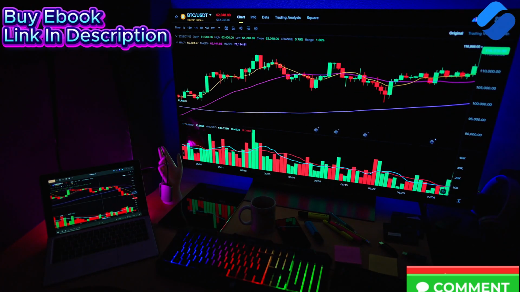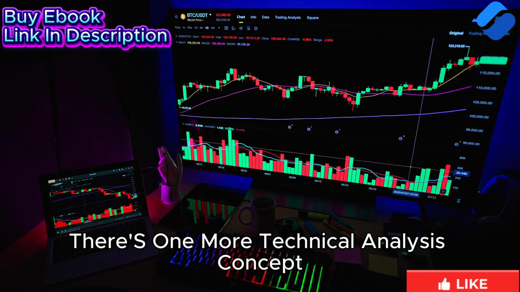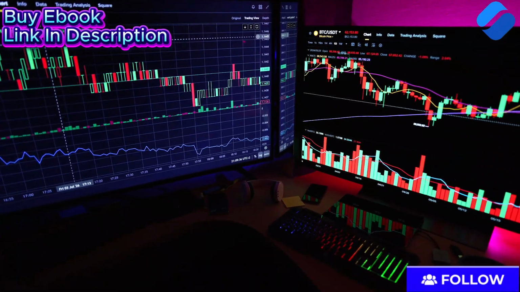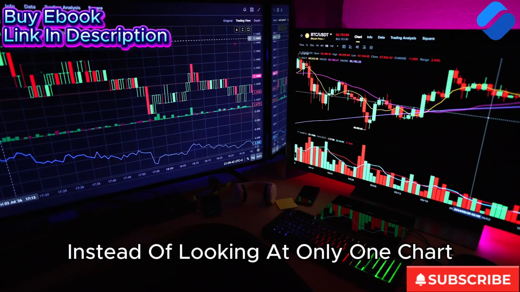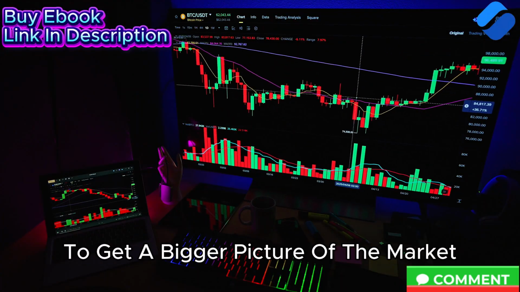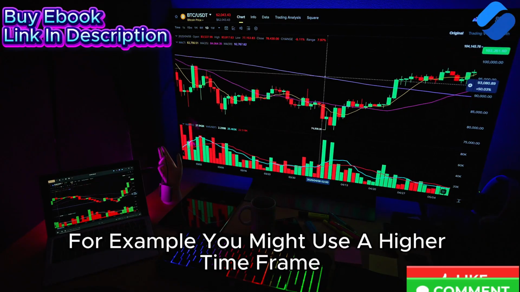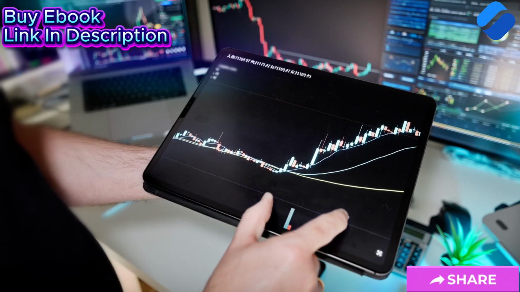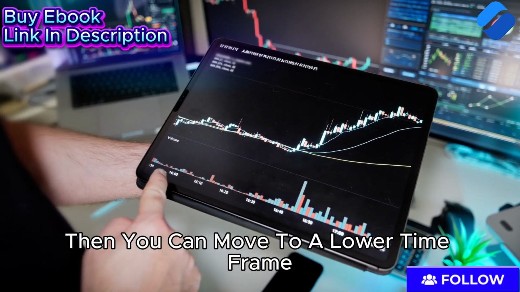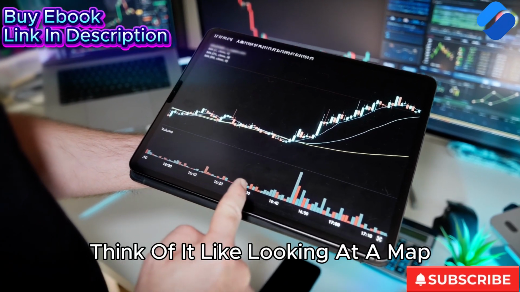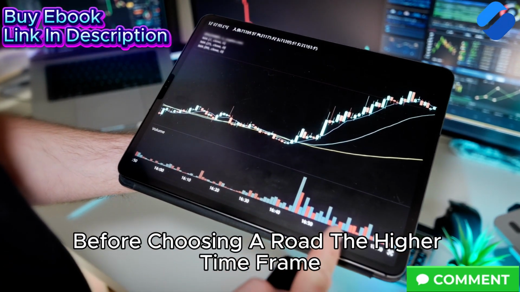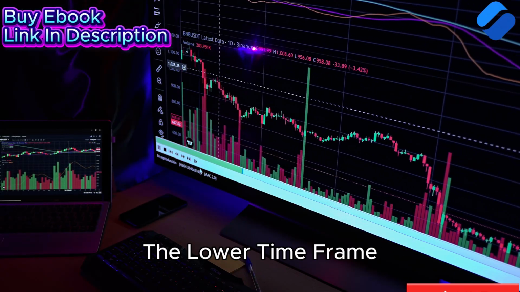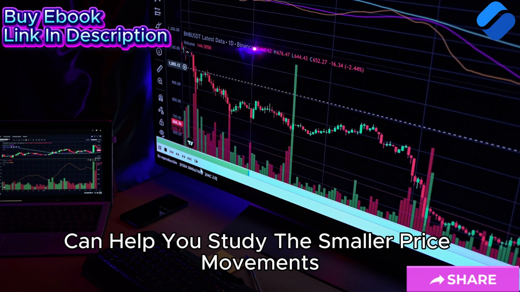So, before we finish, there's one more technical analysis concept you should understand: multiple time frame analysis. Instead of looking at only one chart, traders can use different time frames to get a bigger picture of the market. For example, you might use a higher time frame to understand the overall trend. Then, you can move to a lower time frame to look for a potential entry. Think of it like looking at a map before choosing a road. The higher time frame can help you understand the bigger direction. The lower time frame can help you study the smaller price movements.